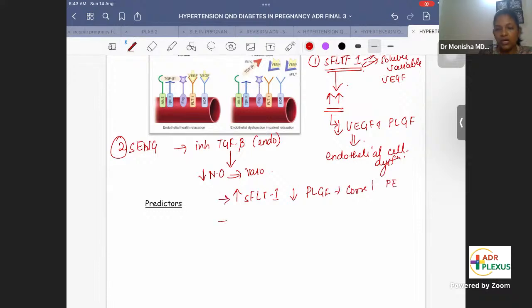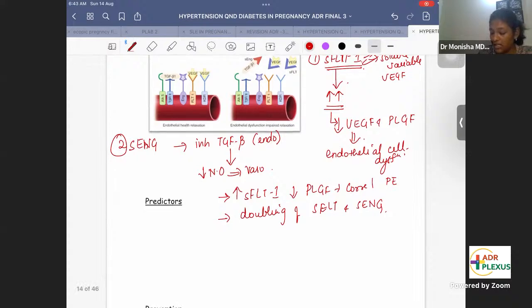And the next one is the doubling of the soluble FLT as well as soluble endoglin, which has been proposed. When I say doubling, this too will be directly proportional to the preeclampsia. If that is increasing, then the severity of the preeclampsia is also high. So these are being trialled for use as predictors of preeclampsia.